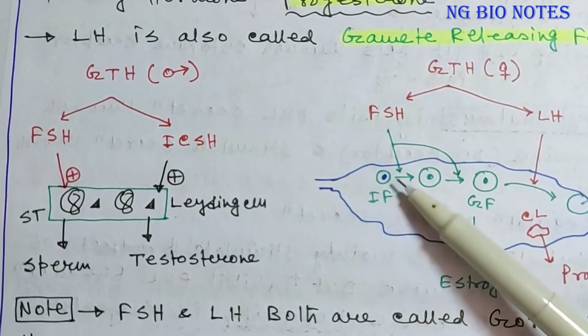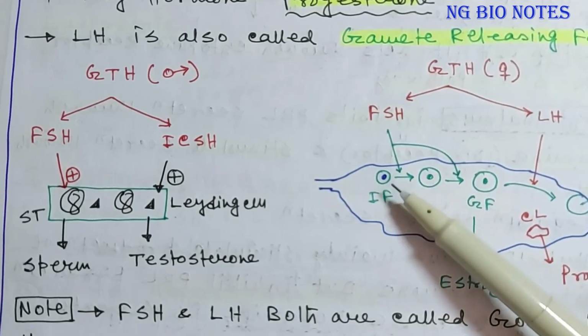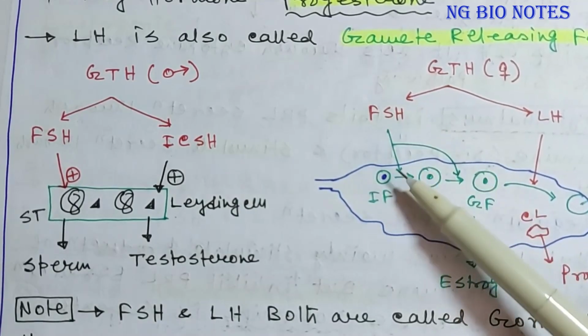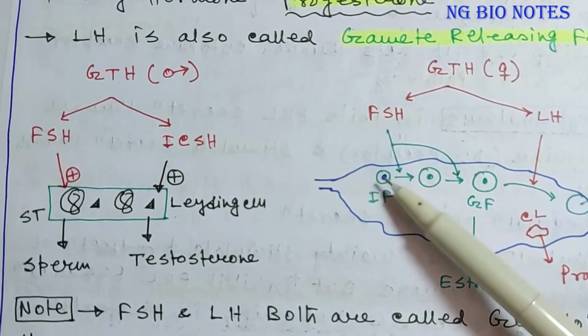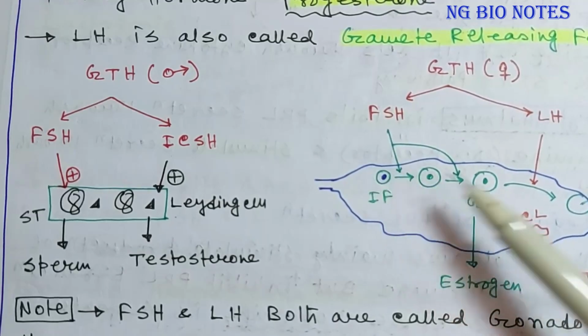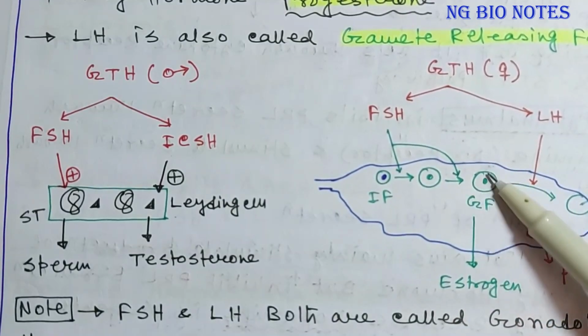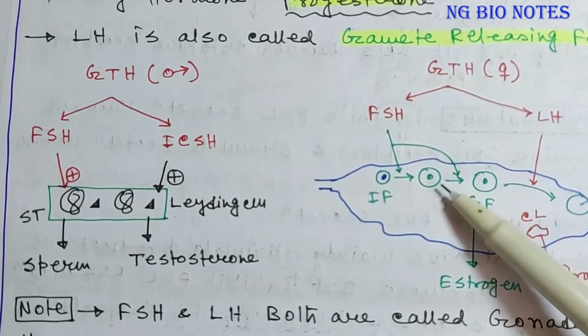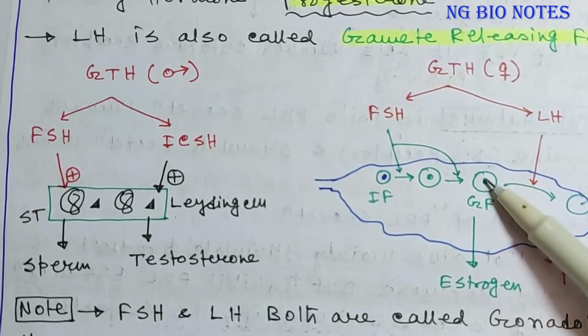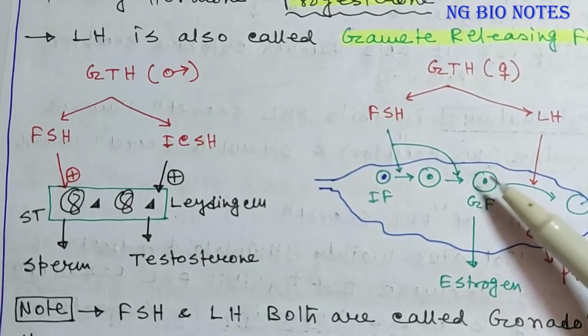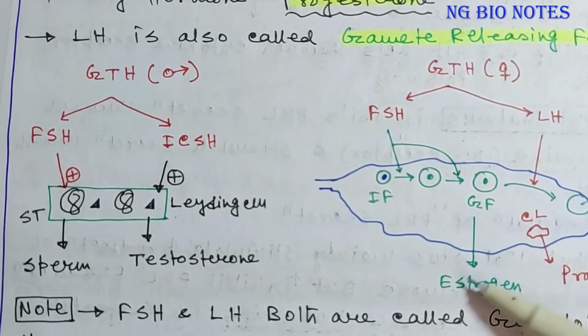So in the ovary you can find many different immature follicles. So follicle stimulating hormone acts on these immature follicles, and this transforms the immature follicle into the Graafian follicle. This Graafian follicle is actually a mature follicle, and inside this follicle the ovum is present, right? So this Graafian follicle then secretes an important female sex hormone which is known as estrogen.